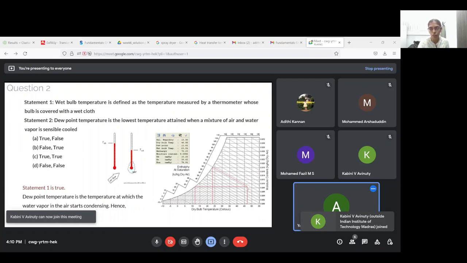But for dew point temperature, you will just draw a line parallel to your x-axis all the way to 100% RH, and then you will drop down. So this will give your dew point temperature. As you can see here, your dry bulb temperature will always be higher than your wet bulb temperature, and this wet bulb temperature will be higher than your dew point temperature. So the answer to this question is option C.